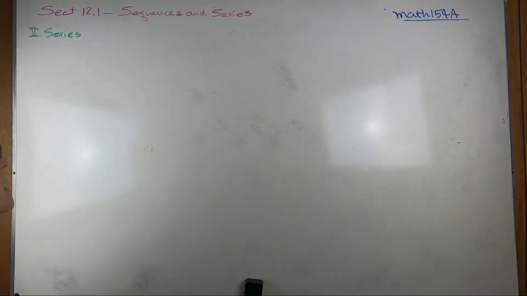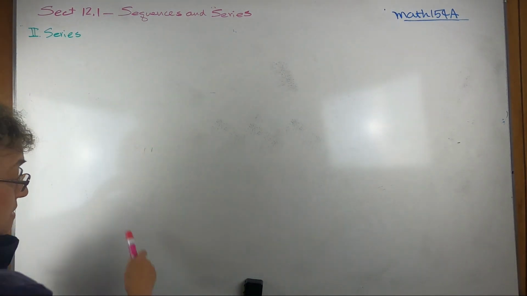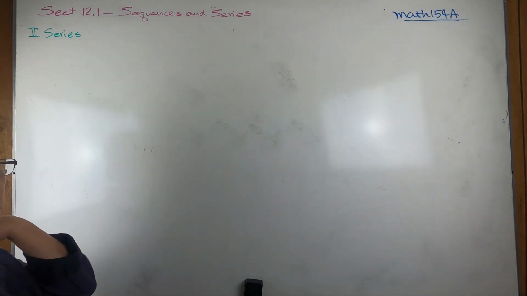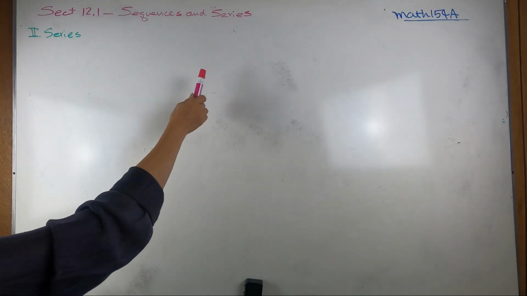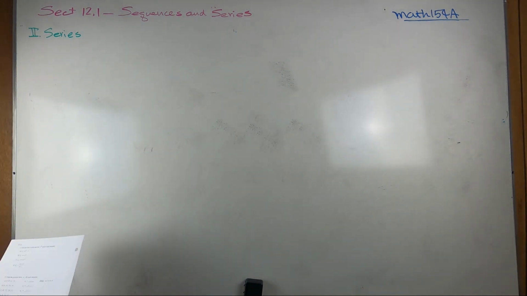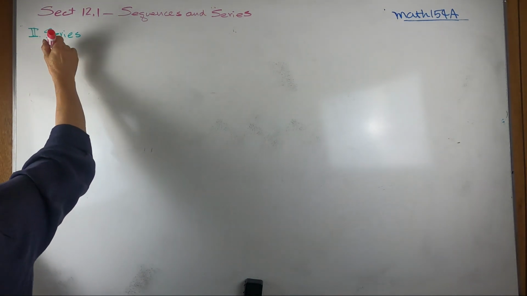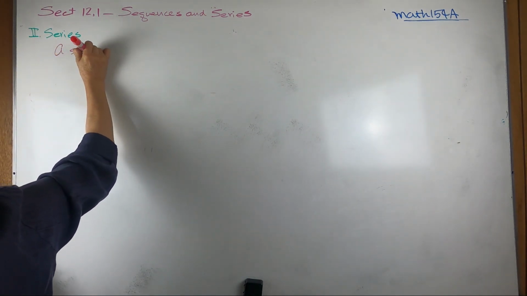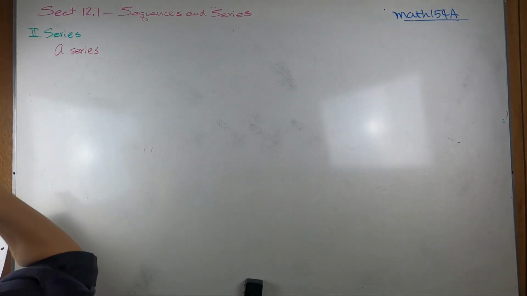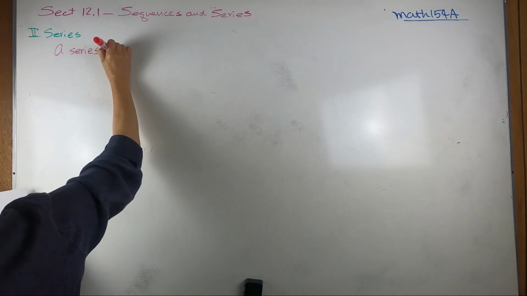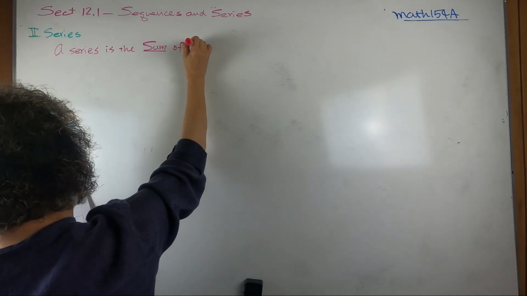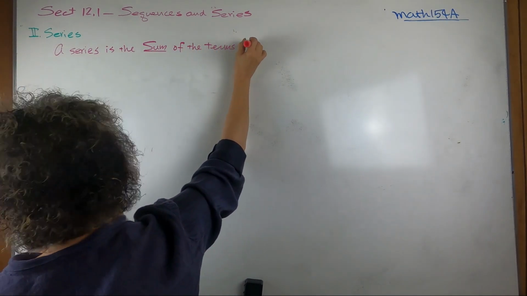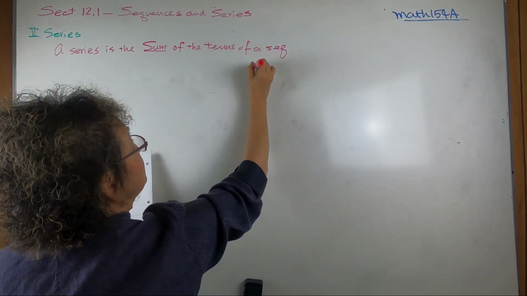So we just learned something called sequences, right? Those are sequential events that follow a certain pattern. Then the next thing we are going to learn is something called series. A series actually is singular, not plural. A series is the sum of the terms of a sequence.